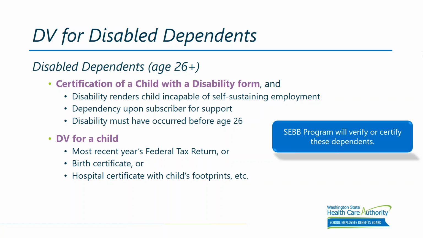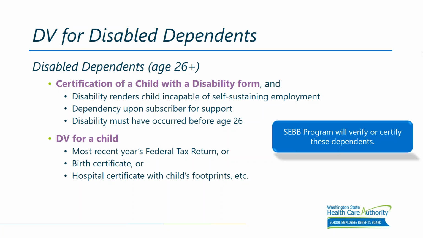And keep in mind that that form is going to have to prove that the disability renders the child incapable of self-sustaining employment, and that they are dependent upon the subscriber for support, and that the disability occurred before the age of 26. For the dependent verification, we would select something from the list of dependent verification that is required to verify a child. So the most recent year's federal tax return, birth certificate or that hospital certificate would suffice, along with the other documentation that can be provided for children.